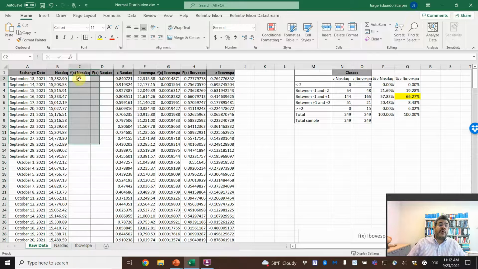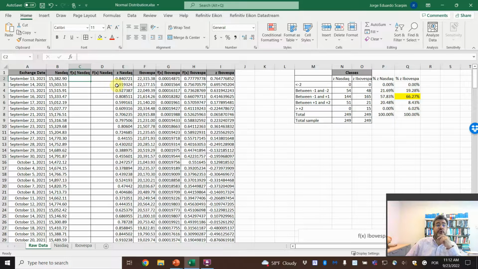So, okay, we have the z-score, and the z-score is quite useful. How many data points do we have on those three lines? So here, for instance, Ibovespa has 57% between -1 and +1 standard deviation. And NASDAQ has 66%. So maybe NASDAQ is more normal than Ibovespa. And here the formula for the Z and so on.